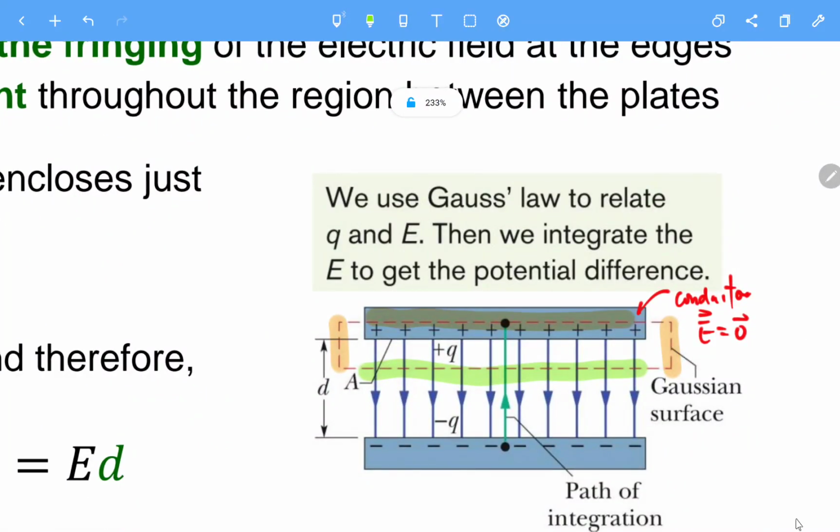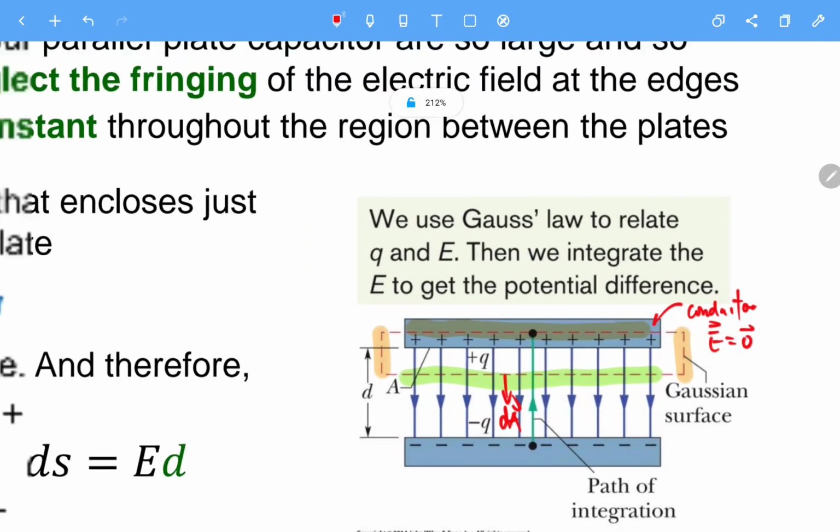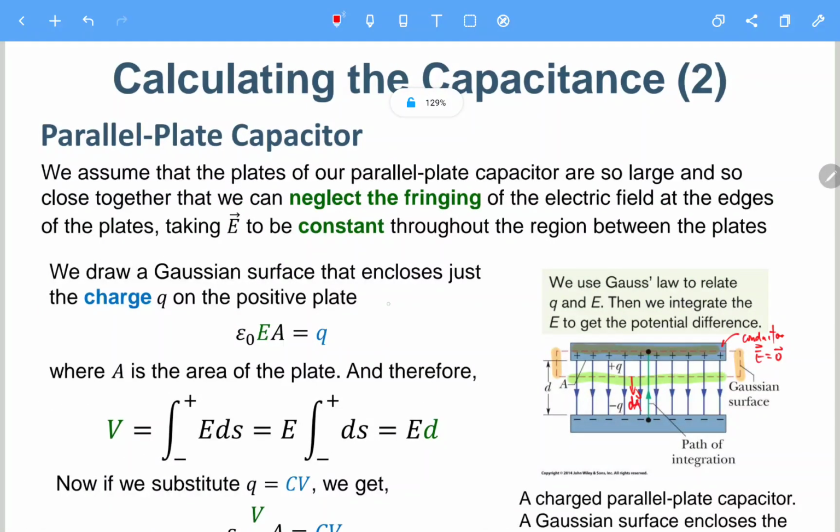So this is the Gaussian surface. When you consider the bottom surface, dA should be pointing downward. Okay, so E and dA point in the same direction. So E dot dA is E times dA, which means the integration of E dot dA is the integration of E times dA, and then E is a constant, so it turns out to be E times A. And of course on the left side we also have epsilon naught times EA equals Q.